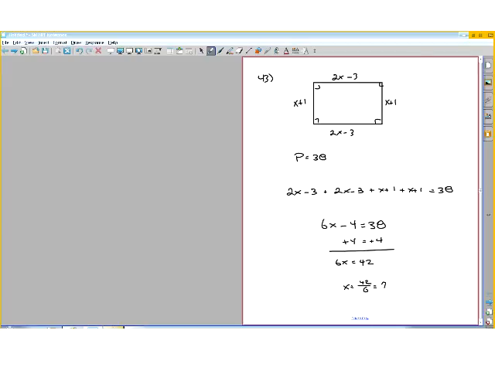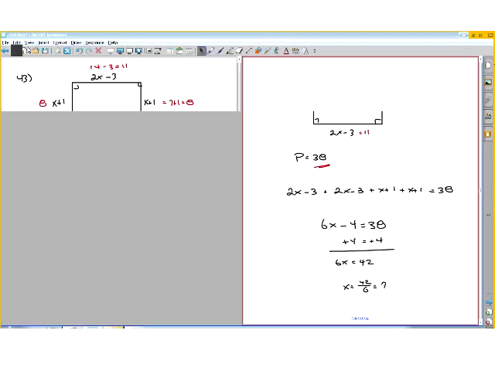So x is 7. If we go back and plug it in, we'll get 7 plus 1, which is 8. This is also 8. This is going to be 2 times 7, which is 14, minus 3, which is 11. This is also equal to 11. So you get 22 plus 8 is 30, plus 8 is 38, which is what we were given.